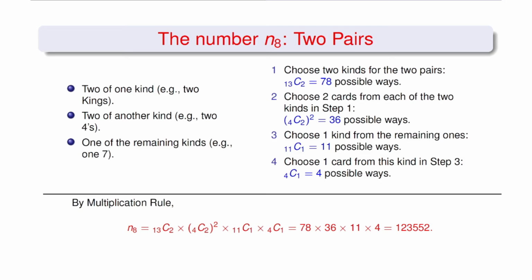Now, after these 4 steps, we got a 2 pair. So by the multiplication rule, we see that N8 equals what? 13 choose 2 times 4 choose 2 squared times 11 choose 1 times 4 choose 1 equals 123,552. That's the number of possible poker hands which are 2 pairs.